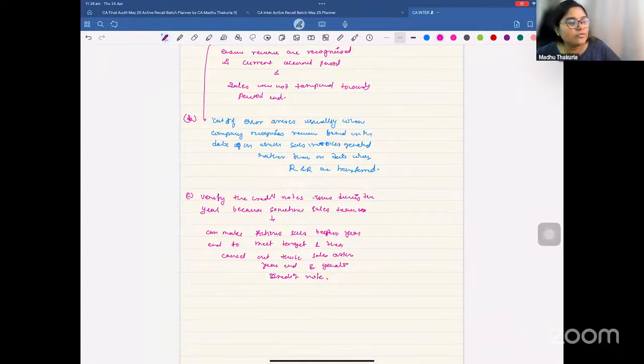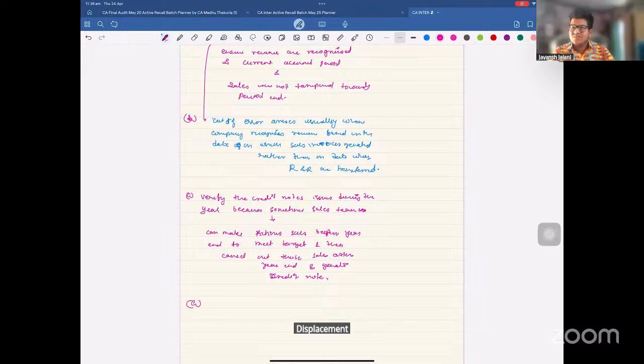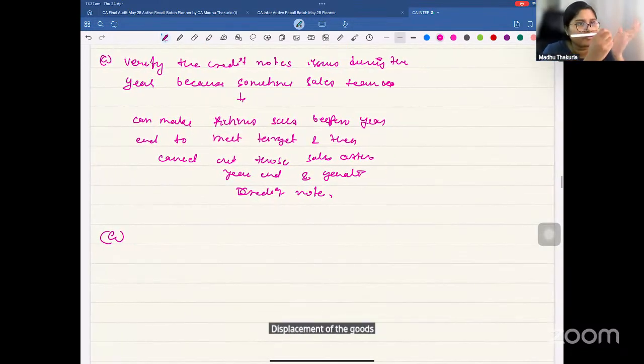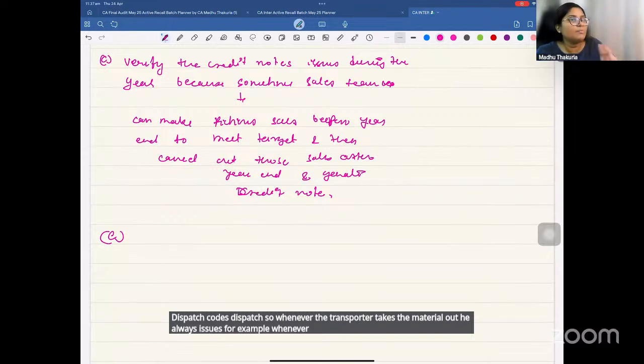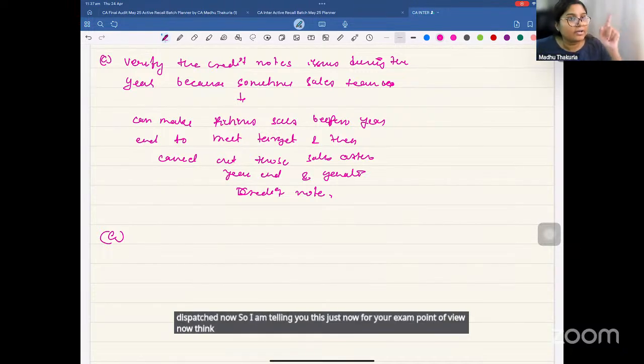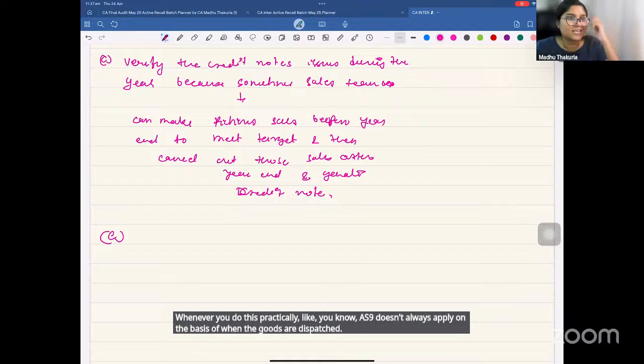What is the best way to find out whether the risk and reward is transferred? Dispatch of the goods. Whenever the transporter takes the material out, he always issues a receipt. For example, whenever you use Indian Post or a courier, you always get a receipt that the material has been dispatched. I am telling you this just now from your exam point of view. Practically, AS 9 doesn't always apply on the basis of when the goods are dispatched. Just keep this in mind.